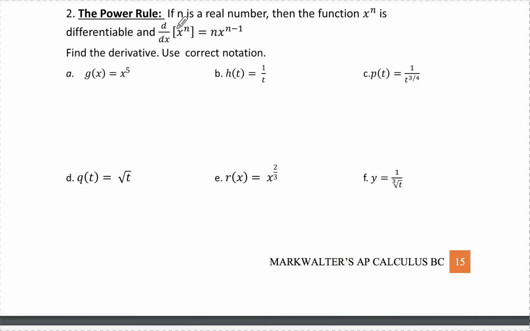In other words, if we want the derivative of x to the n, we bring down the power, we multiply it in front, and then we subtract 1 from the power. This gives us a pretty nice, easy to use pattern.